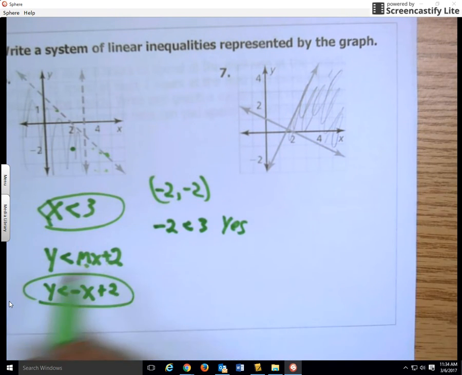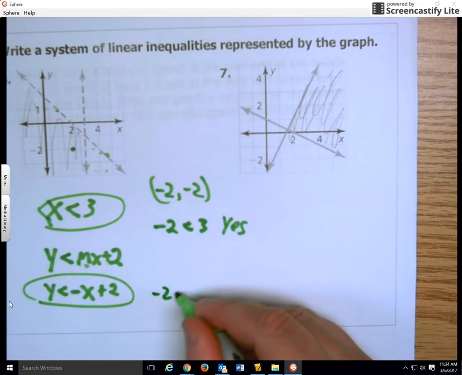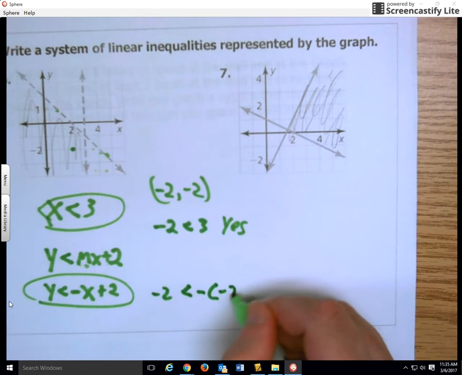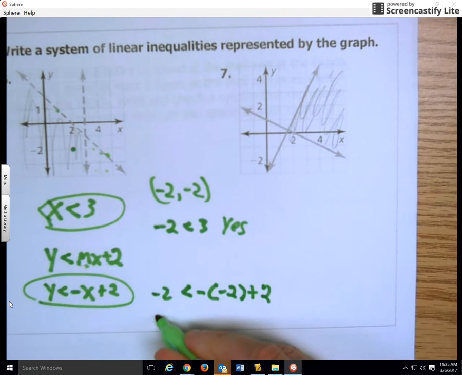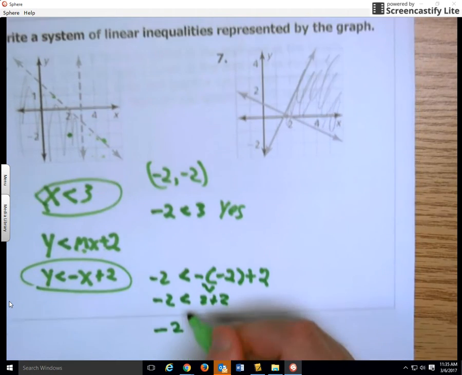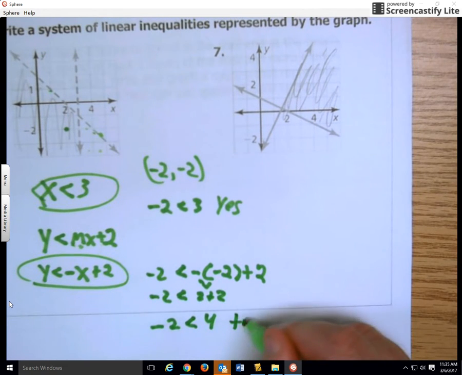And then let's try the second inequality. Instead of a y, I'm substituting in a -2. Is that less than negative x plus 2, and for the x you're putting in a -2, so negative -2 plus 2? Is -2 less than positive 2 plus 2, or is -2 less than 4? Yeah, that's true. -2 is less than 4.